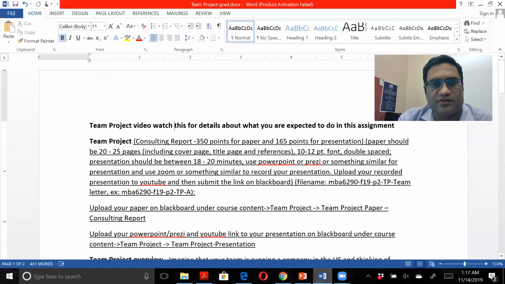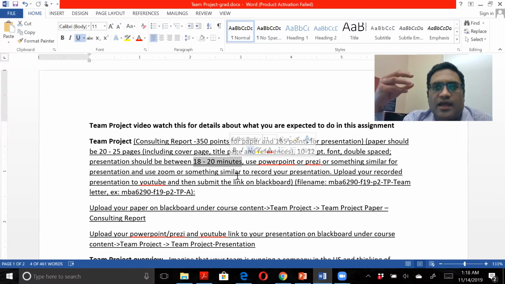All right, let's go to this. So consulting report is 20 to 25 pages, which includes cover page, title page, references. The presentation should be 18 to 20 minutes long, and make sure everybody in the team presents, and all of them should present for roughly equal amount of time. So if there are 4 people in the team, everybody should roughly present for 4.5, 5 minutes.